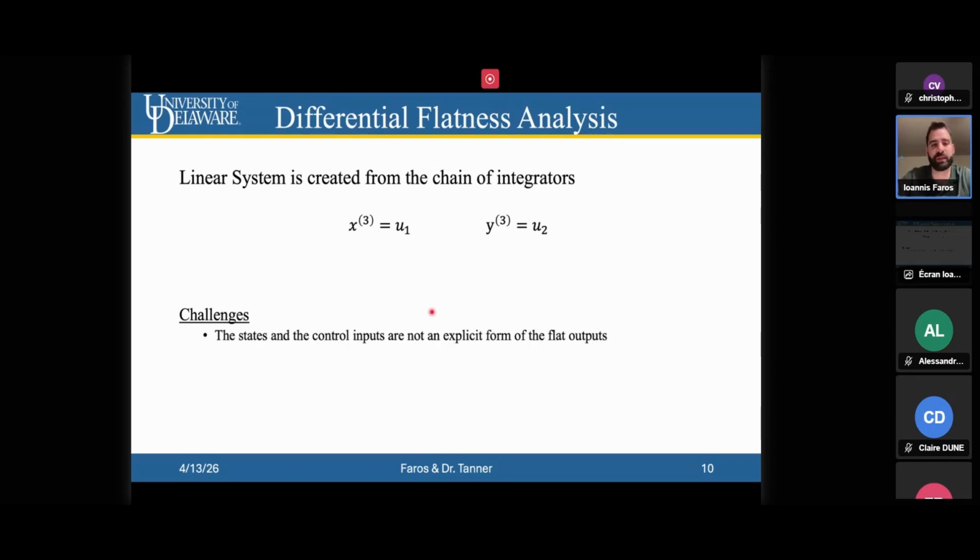So the first challenge is that the states and the control inputs are not in an explicit form of the flat outputs, because at every time step we need to solve a fourth order polynomial, which is kind of hectic, obnoxious, but it works. And the second challenge is that the control input R and the control input U do not share the same relative degree, meaning that the control input R actually has the highest derivative of the flat outputs, and this does not match with U.